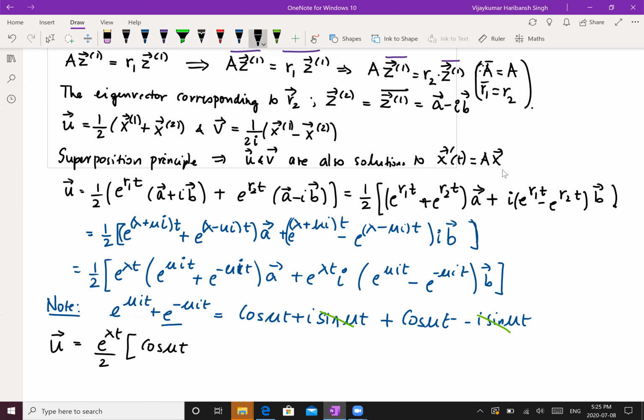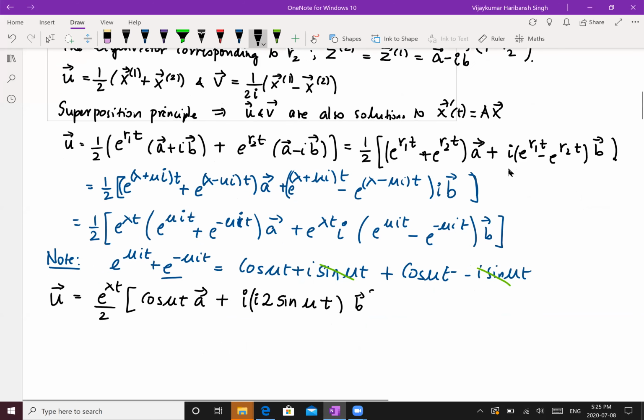So here you will get cos of mu t times A, and for the other part you will get 2i sine of mu t times B. And then you have 2 and 2. So this 2 and these 2 will cancel. So you're left with e to the power lambda t, cos of mu t times vector A minus sine of mu t times vector B. So this is your u.